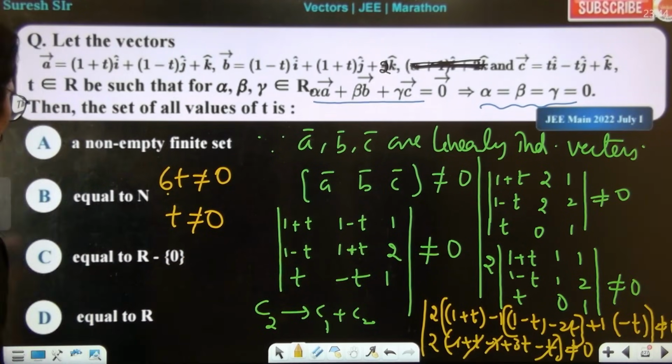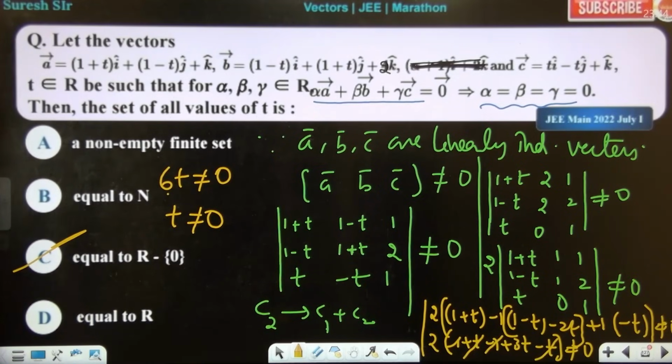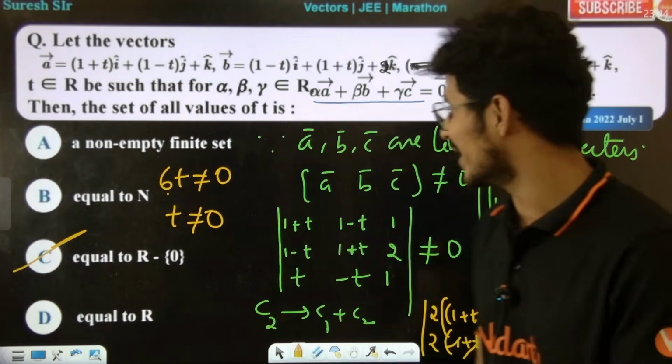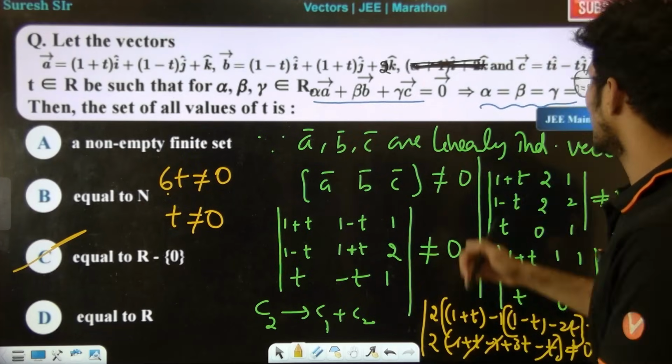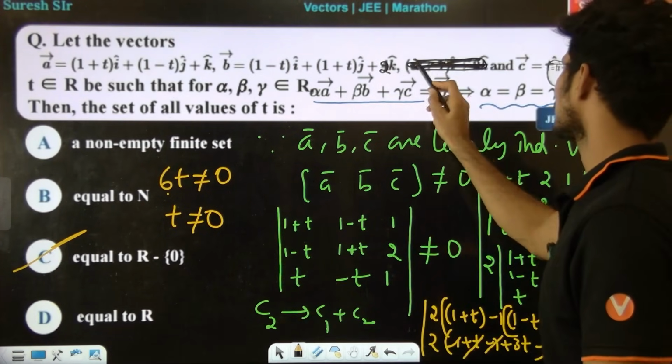T is not equal to 0 means what? Tell me. So t belongs to what? Yes, all real numbers minus 0. Check. All real numbers minus 0 or not, tell me guys. You understand what I am doing here? See, here basically this was given wrongly here.